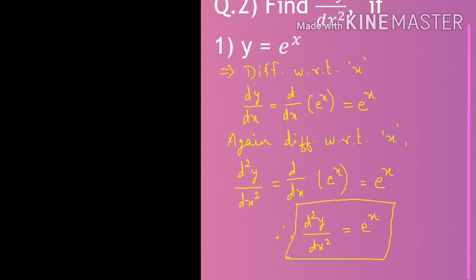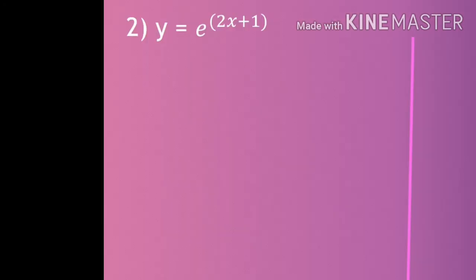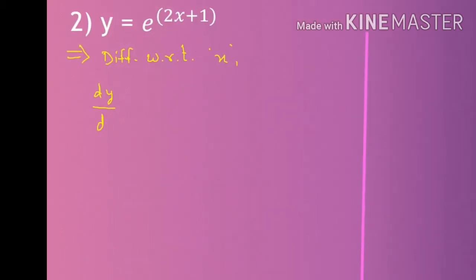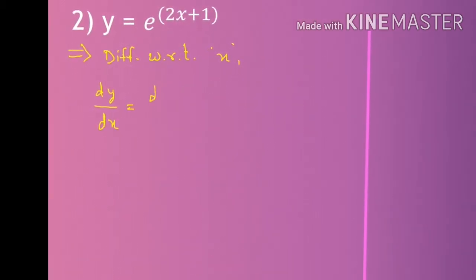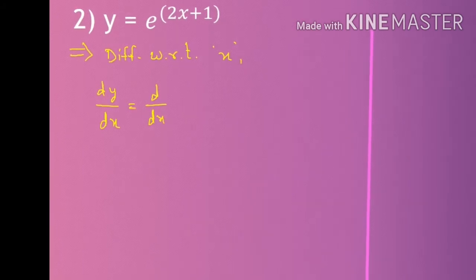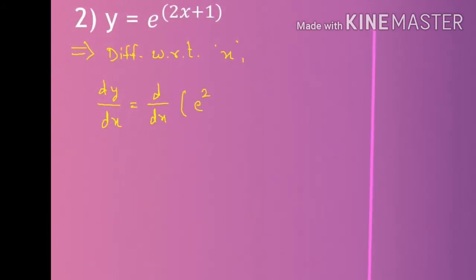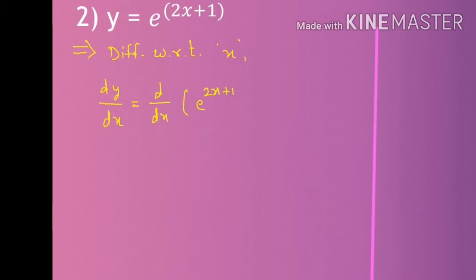And let's move to the next sum. See, y is equal to e raised to 2x plus 1. Now students, you can see over here it is a composite function. So let us write, differentiating with respect to x, dy by dx is equal to d dx of e raised to 2x plus 1.